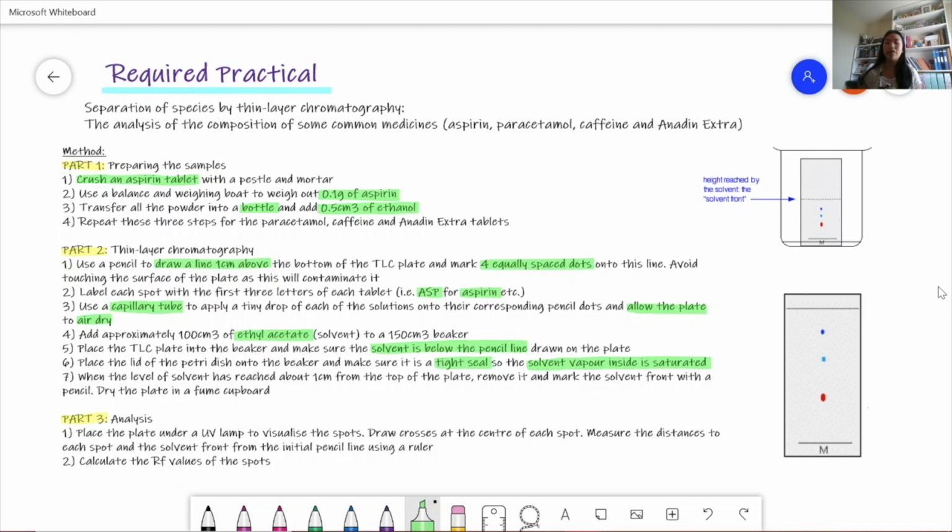And when the level of solvent has reached about 1 centimeter from the top of the plate, we then remove it and mark the solvent front, so where the solvent ended up, with a pencil, and dry the plate in a fume cupboard.